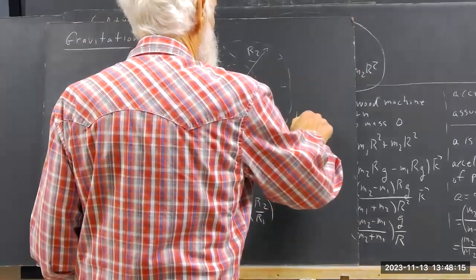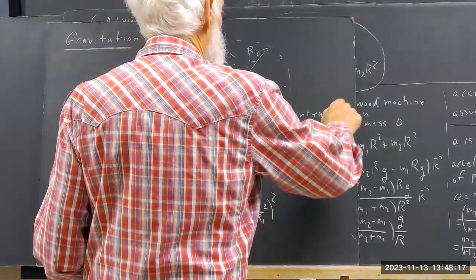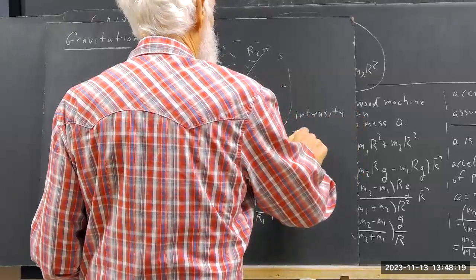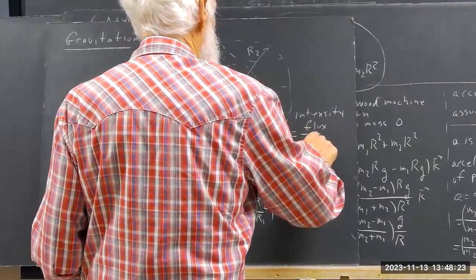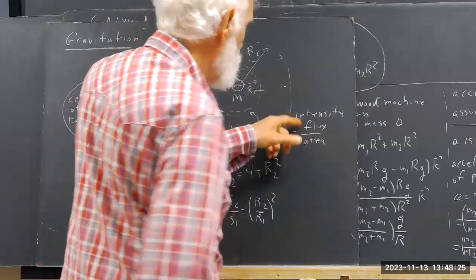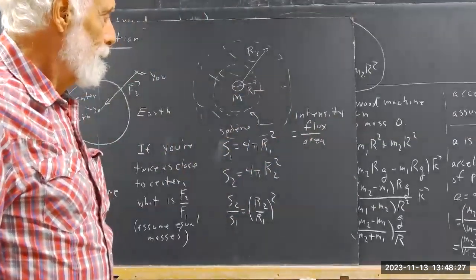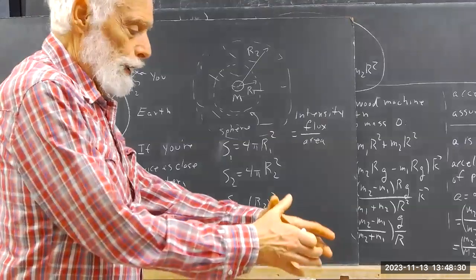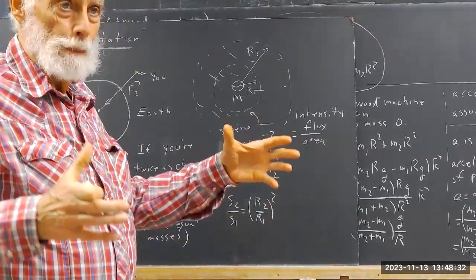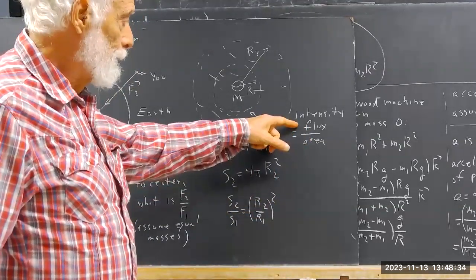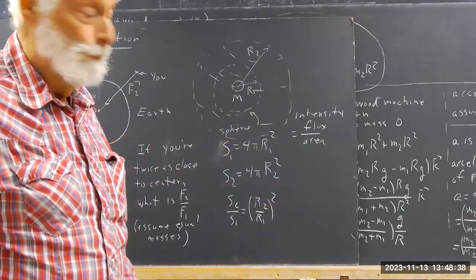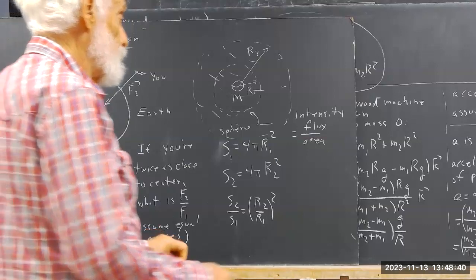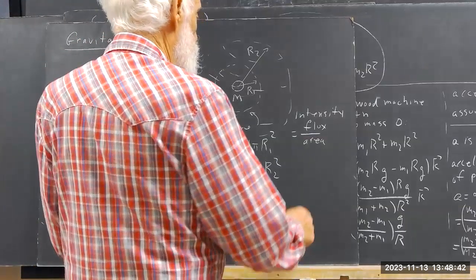So intensity. I'm going to use the word flux. Okay. You got an energy flux flowing outward. It's a constant flux, but it's flowing through bigger and bigger areas. So the intensity equals flux per unit area.